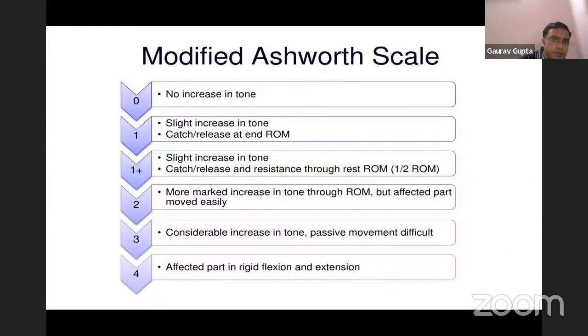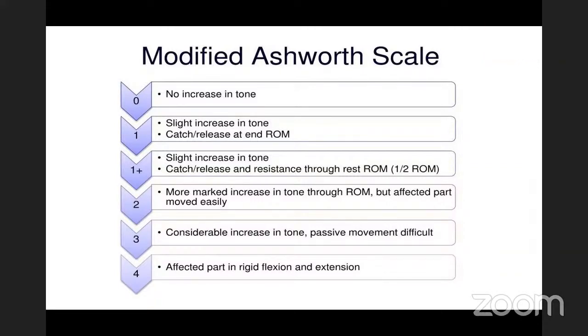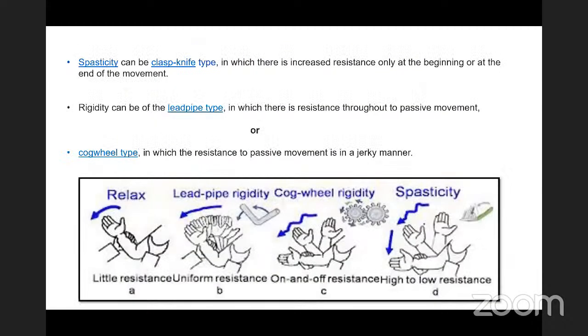So we can measure spasticity by various scales. One of those is the modified Ashworth scale, where we grade. Now Gaurav, if I ask how this spasticity or rigidity makes a difference in your treatment, can you tell that? Now a child is having a rigidity or contracture and a child is having a dynamic spasticity. So how would it affect your management?